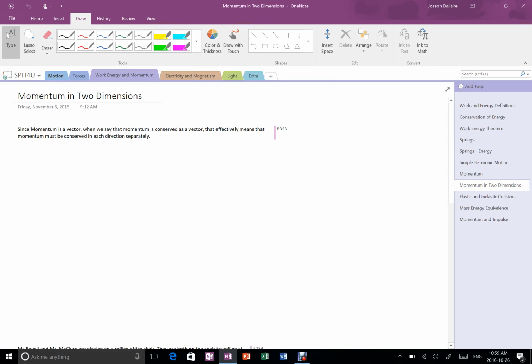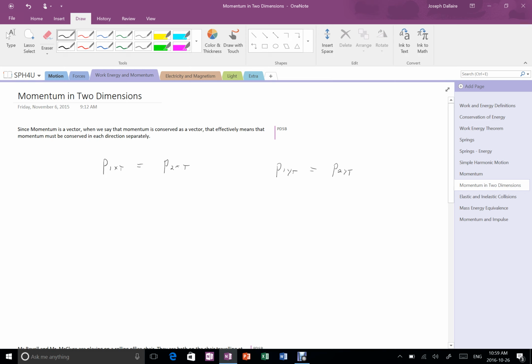All right, momentum in two dimensions. Very simply, since momentum is a vector and momentum has to be conserved, if the momentum in each direction must be conserved separately, right? So if I have to conserve the total momentum, that means the initial momentum in x has to be equal to the final momentum in x, and the initial momentum in y has to be equal to the final momentum in y.